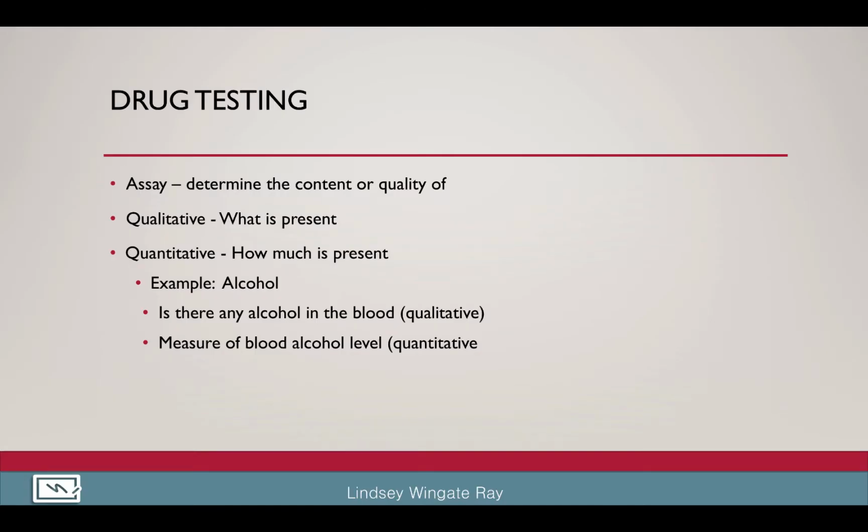Now let's talk about drug testing. Again, an assay is to determine the content or quality of the drug. You need to know the term qualitative, which is what is present, and quantitative, which is how much of it is present. For example, alcohol. Is there any alcohol in the blood? That's qualitative. The measure of the blood alcohol level is quantitative.